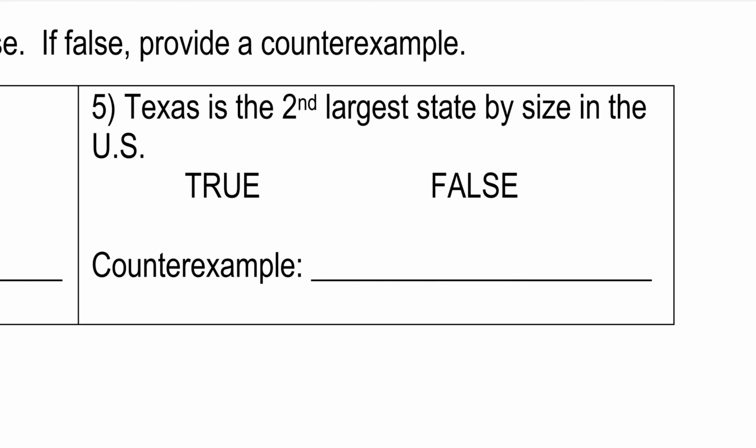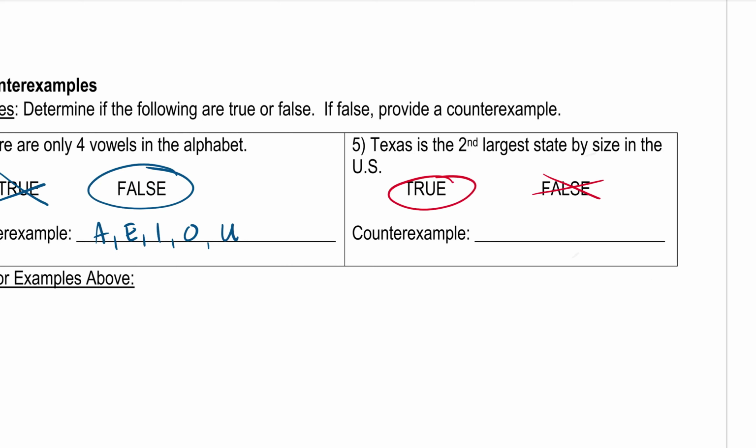Okay, number 5. Texas is the second largest state by size in the U.S. Well, if you know geography, that is a true statement. Alaska is number 1. Texas is number 2. Because it's true, I don't have to provide a counterexample, and I am done with that. And that's it for today.